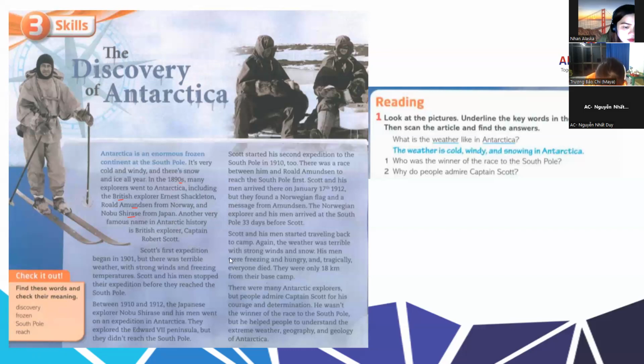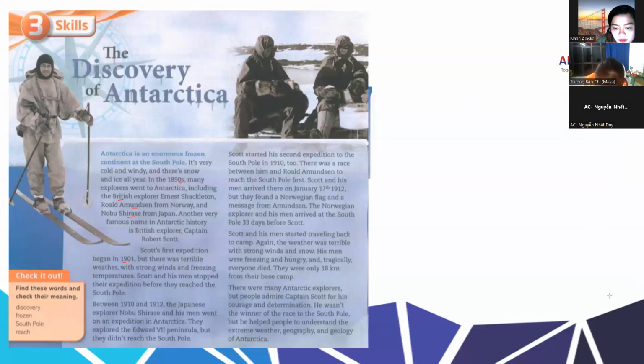Scott's first expedition began in 1901, but there was terrible weather, strong winds and freezing temperatures. Scott and his men stopped their expedition before they reached the South Pole.